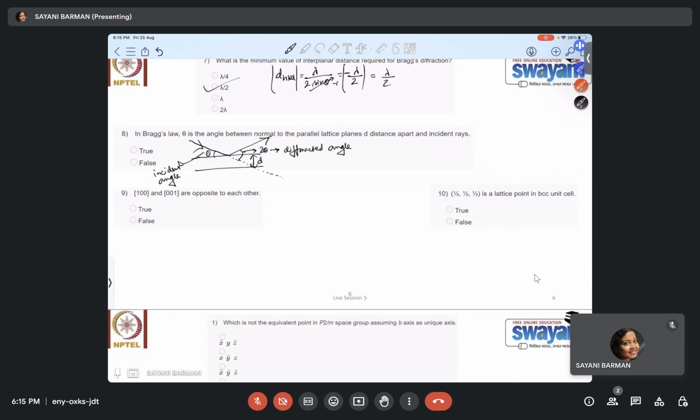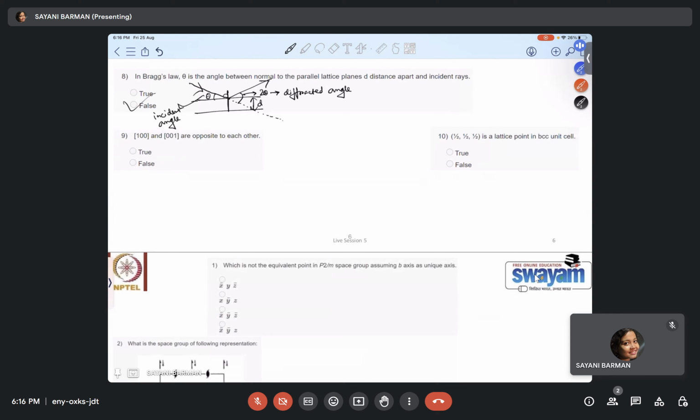Okay. Now, theta is the incident angle basically, but here it is written that theta is the angle between the normal to the parallel lattice planes d distance apart and the incident rays. No, it's not. They're saying that this is theta. No, this is not theta. So it is false. 100 and 001 are opposite to each other. Okay, let me draw first. I'll just draw.